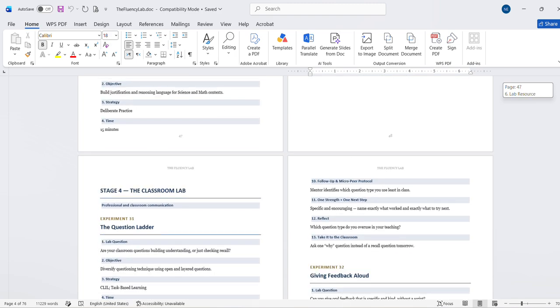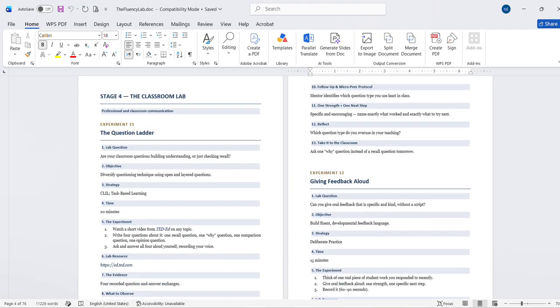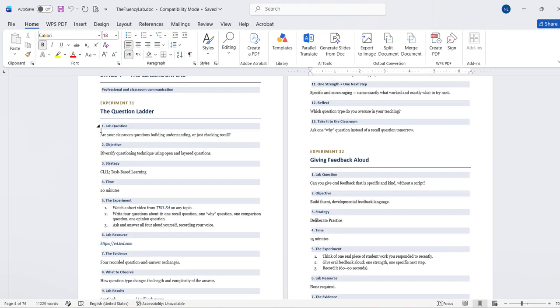For example, this is stage 4. How is the activity divided? You have the question ladder, you have a lab question, the objective of the experiment, the strategy. For example, here we have task-based learning, and the time or duration for the activity is 20 minutes. The experiment is what each teacher should do: watch a short video from TED, for example, write 4 questions about it, one recall question, one why question, one comparison, and one opinion question. Ask and answer all four aloud yourself, recording your voice.